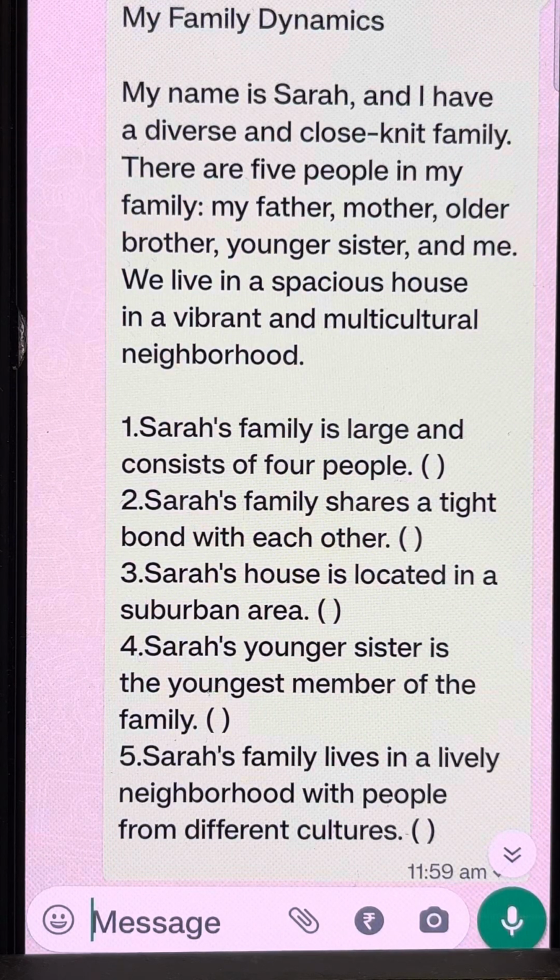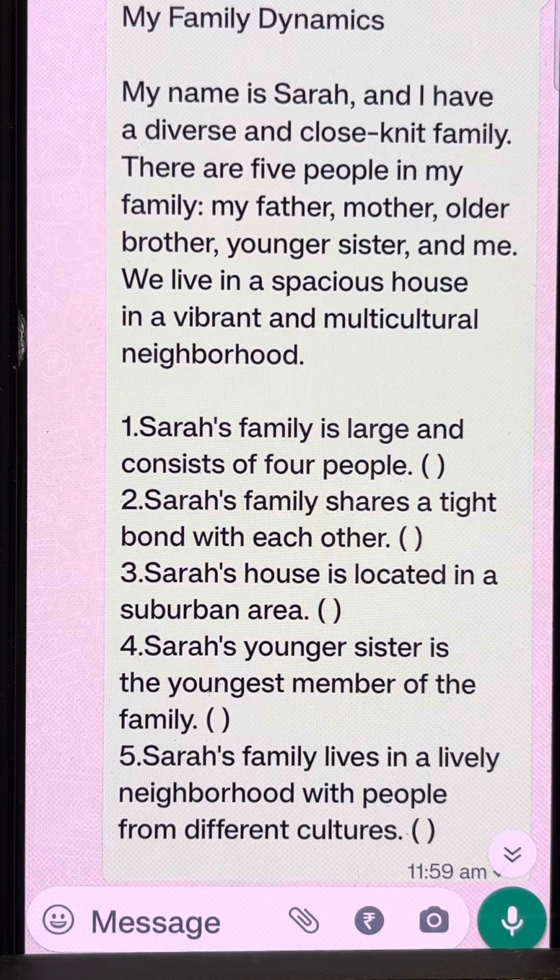Today I'm going to discuss with you the strategy of attempting true, false, not given or yes, no, not given type of questions in IELTS reading. I've shared a small passage with you. Now, when we have to attempt true, false, not given questions, generally students make the mistake of reading the paragraph first. The paragraph is not so small, it's quite big. So we have to save time, we have to manage time.